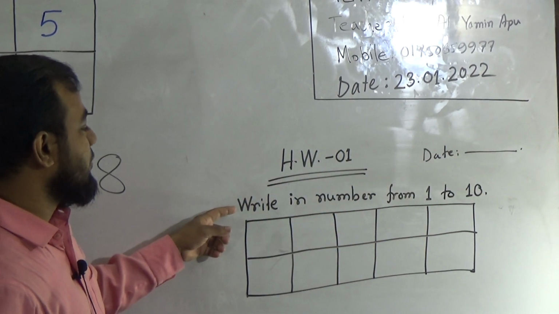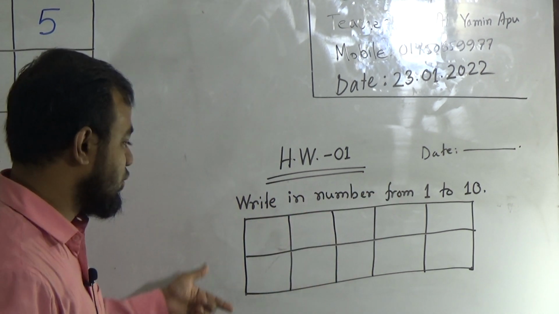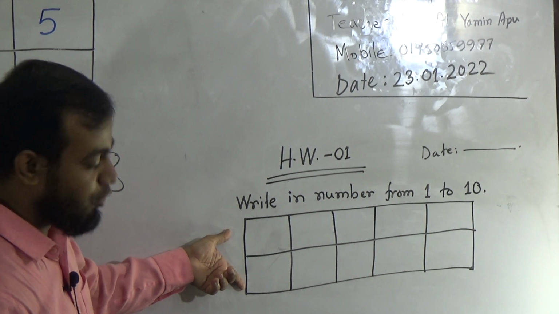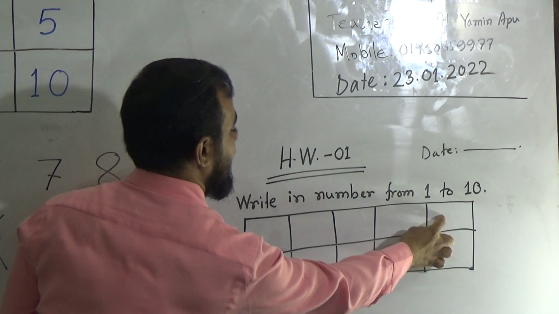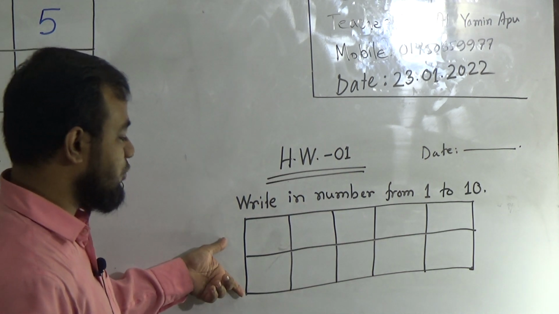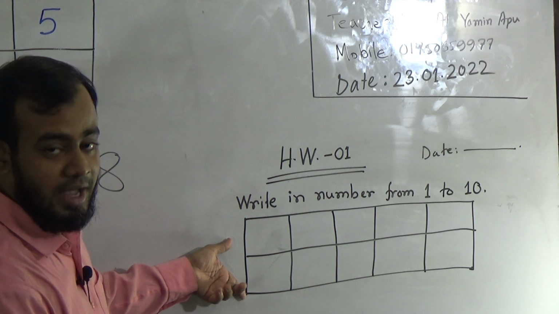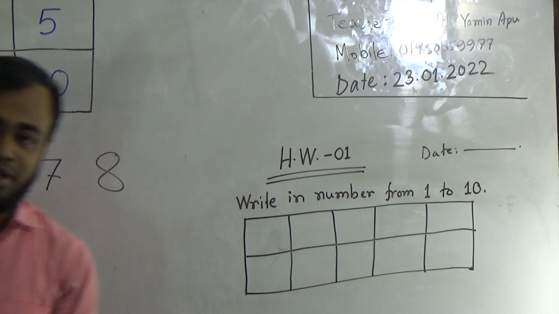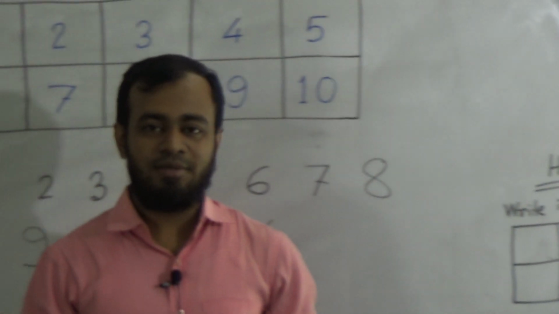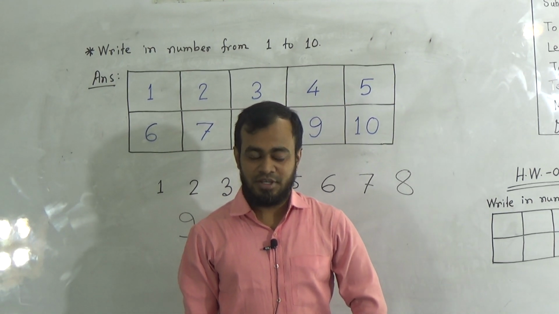After that, pick up this question, write in number from 1 to 10, and also create the box. There are 10 boxes. 1, 2, 3, 4, 5, 6, 7, 8, 9, 10. You should write down these 10 numbers in these 10 boxes. And you should submit your HW every Saturday from 9 AM to 3 PM. I repeat, you can submit your HWs every Saturday from 9 AM to 3 PM.